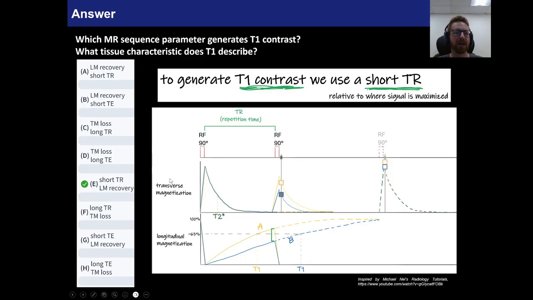T1 contrast is governed by short repetition time, right? Relative to where signal is maximized. So that's why this is the correct answer. And T1 describes how quickly a tissue recovers longitudinal magnetization. T1, longitudinal magnetization. T2 star, transverse magnetization.